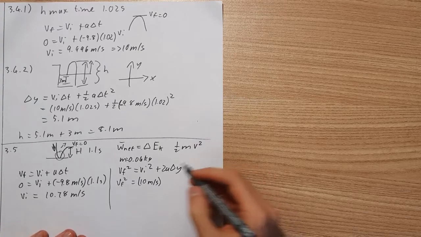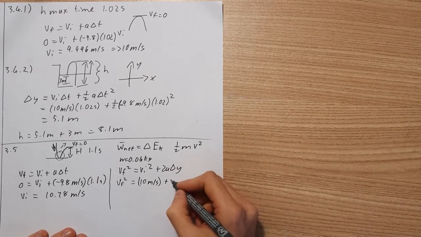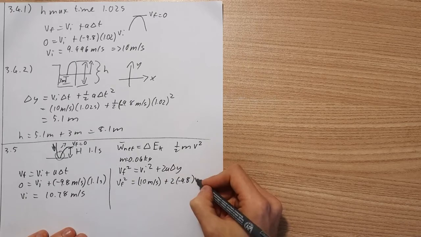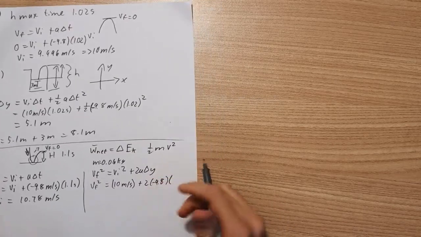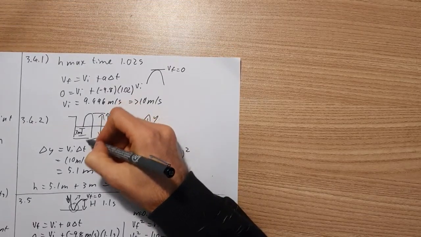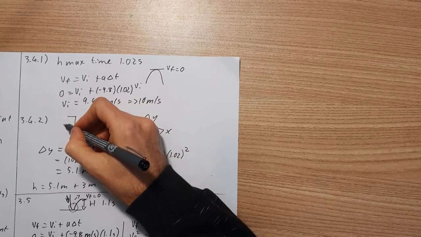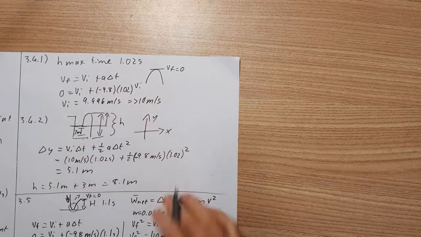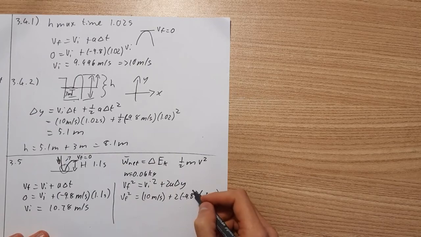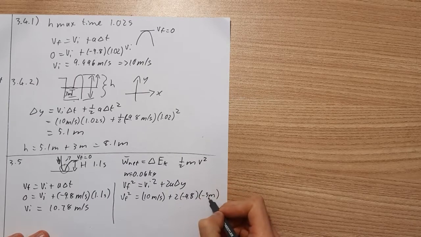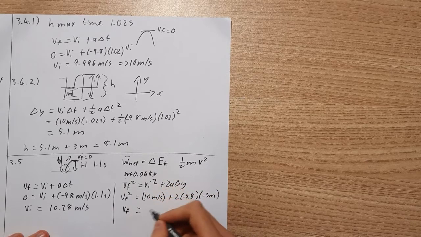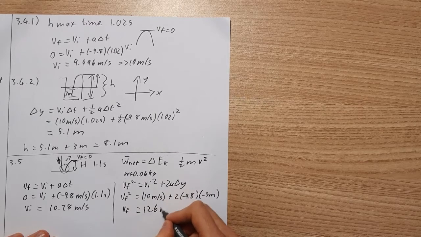Then my acceleration is negative 9.8, and my total displacement between the balcony and the ground was minus 3 meters. It's negative because if we take the balcony as our reference point, then it's 3 meters below our reference point. If you work out all the maths over here, after you've square rooted everything, V final is going to equal 12.6 meters per second.